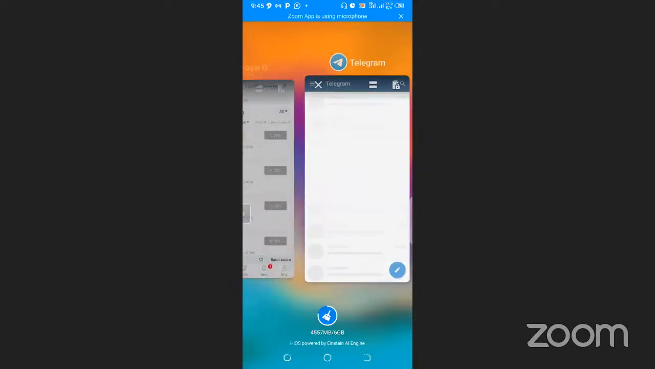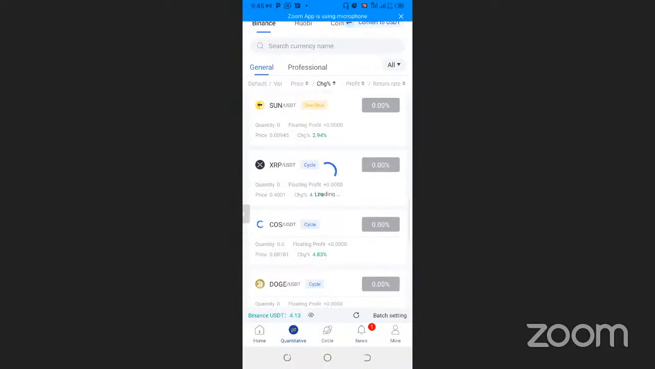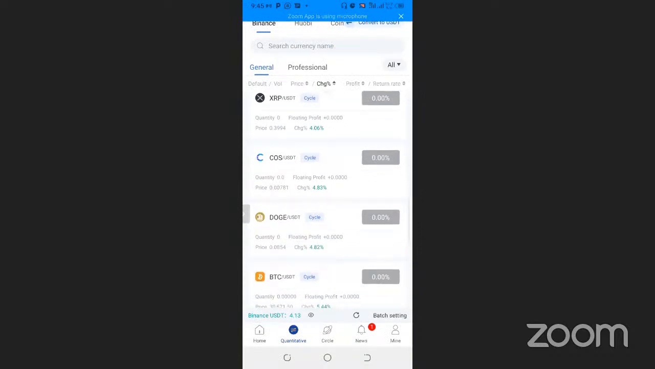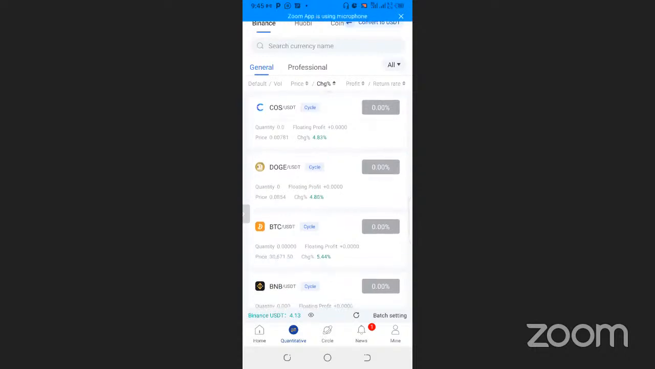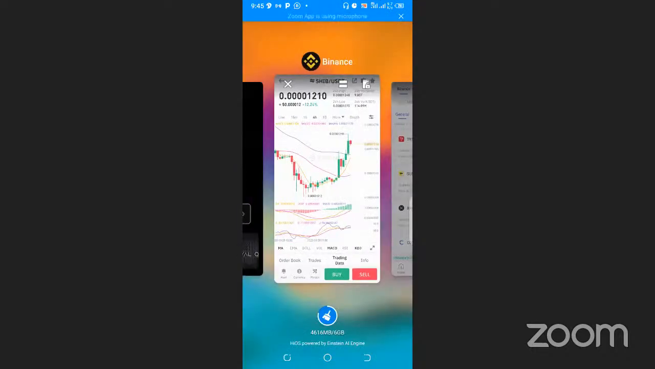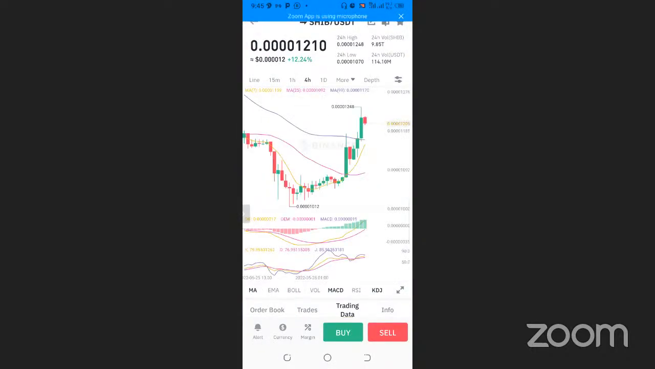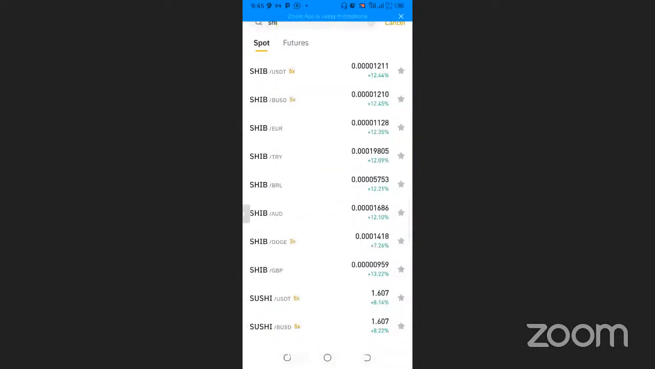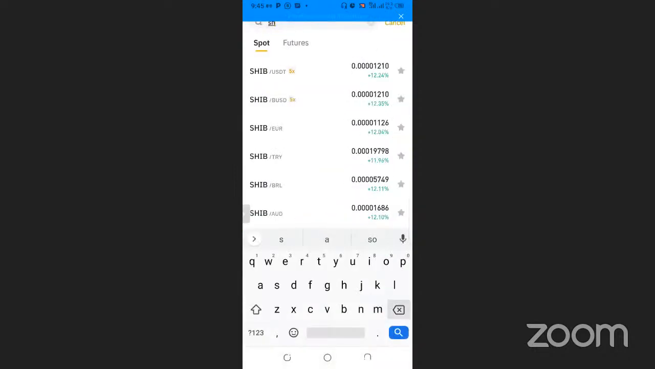So let us look at the... okay? Now we have to look at TRX. Let us look at TRX. It can be one of the first coins you can trade.